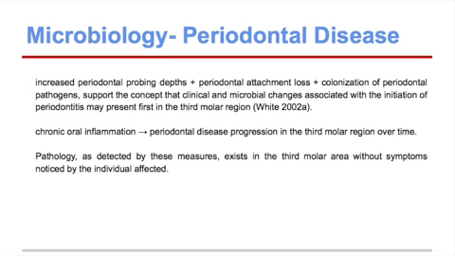Slide 7 is a continuation of periodontal disease. Increased periodontal probing depths, in addition to periodontal attachment loss, in addition to the colonization of periodontal pathogens, support the concept that clinical and microbial changes associated with the initiation of periodontitis may present first in the third molar region. Chronic oral inflammation leads to periodontal disease progression in the third molar region over time. Pathology, as detected by these measures, exists in the third molar area without symptoms noticed by the individual affected.